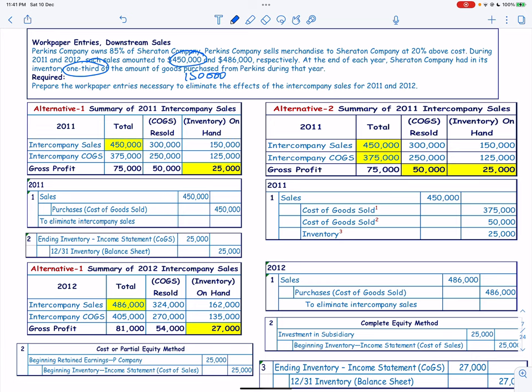So let us look into the intercompany sales, and there are two alternatives to solve this situation, alternative 1 and 2. Let me explain the first one. The intercompany sales is 450 and they are selling two-thirds. So one-third is on hand, that is 150, and the cost of goods sold is, and the subsidiary is selling for 300.